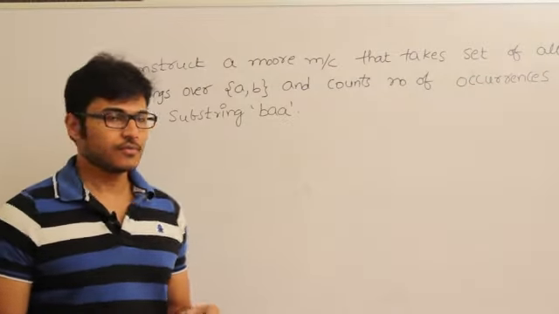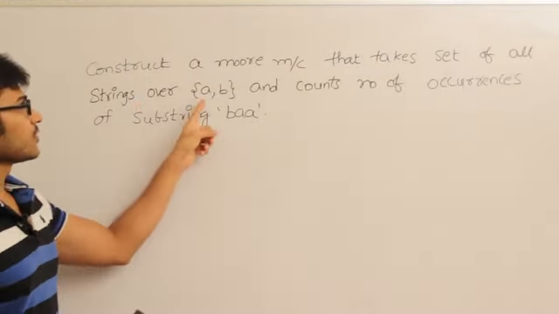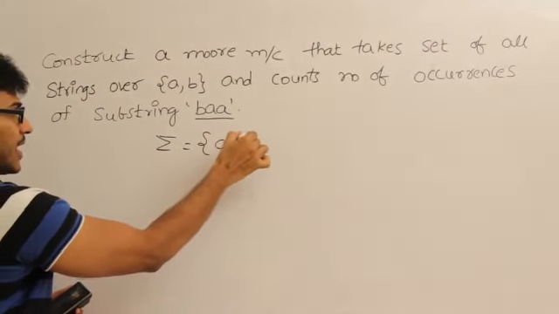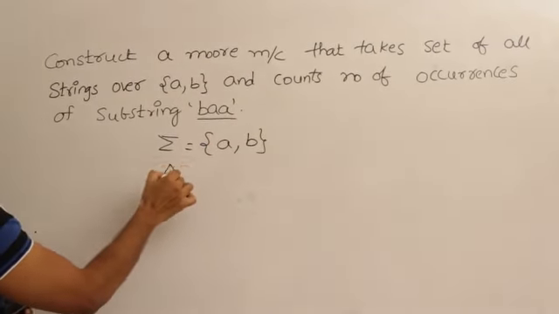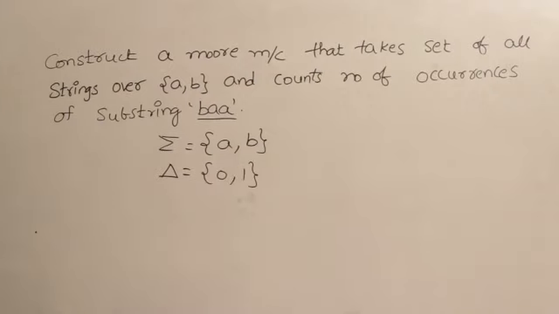In the previous problem, we constructed a Moore machine which took the set of all strings over A comma B and counted occurrences of AB. Now I want to count the occurrences of BAA. So sigma is A comma B, and in order to count all occurrences of BAA, I will assume that the output is 0 comma 1. You can take any output, it is just a matter of convenience.